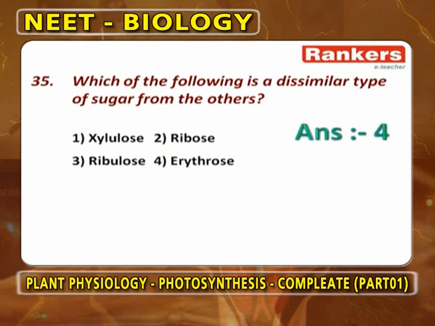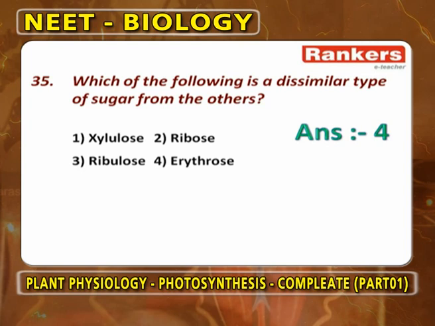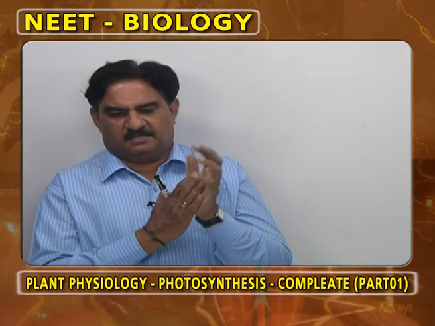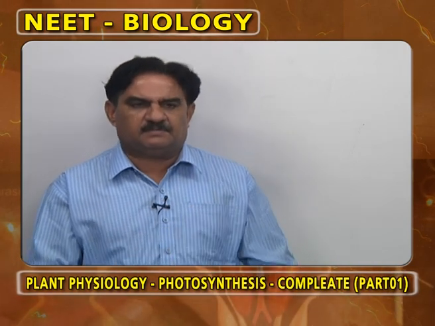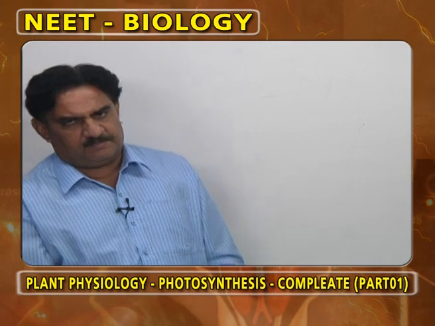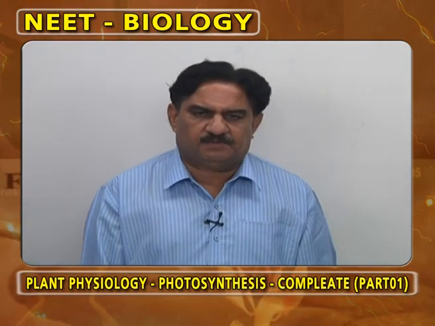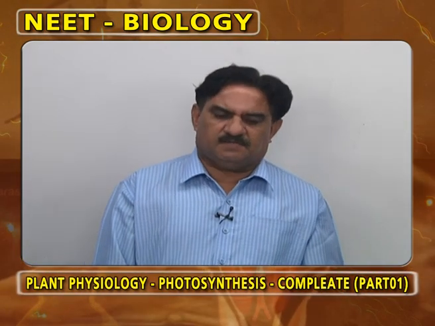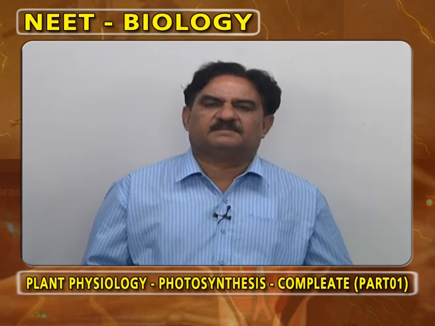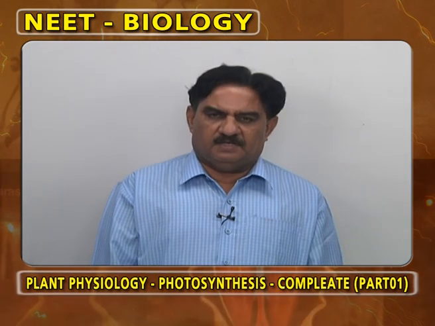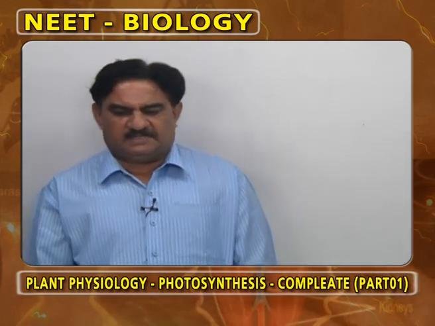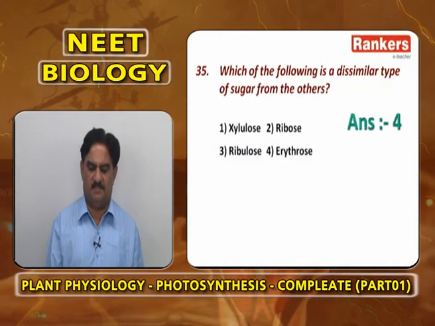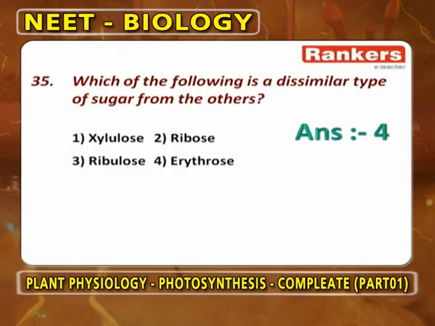Which of the following is the dissimilar type of sugar from the others? Xylulose is a 5 carbon compound, ribose is a 5 carbon compound, ribulose is a 5 carbon compound, erythrose is a 4 carbon compound. So xylulose, ribose, ribulose belong to the same group. Erythrose is a 4 carbon compound. So definitely the dissimilar sugar from the others is erythrose, the 4 carbon compound.